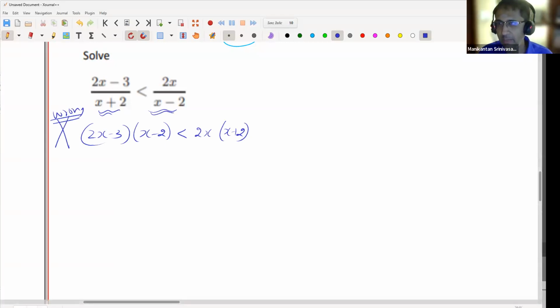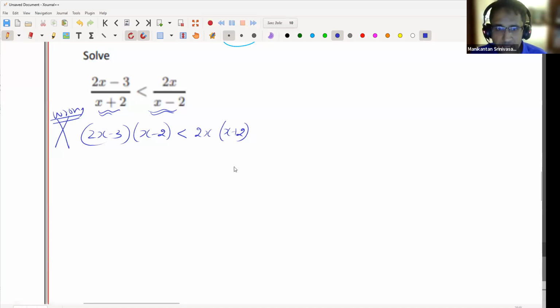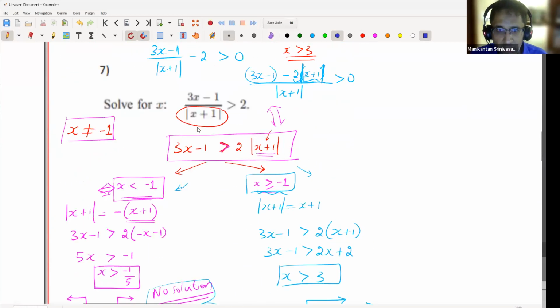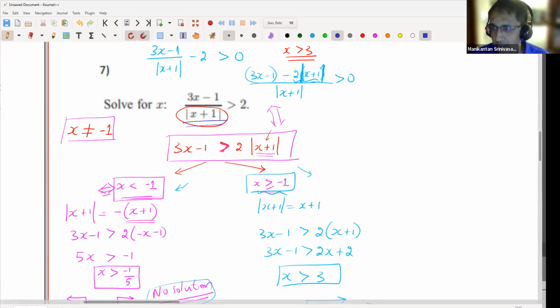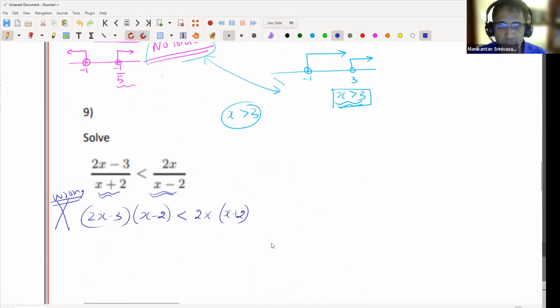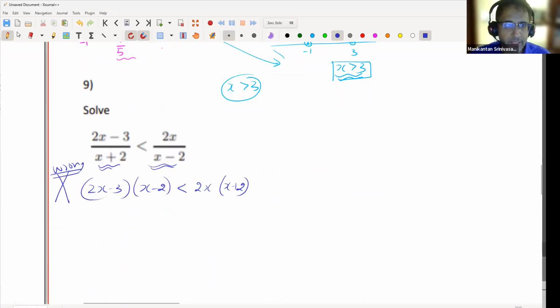When you multiply both sides of an inequality, depending on the signage of what you multiply, the inequality sign would change or not change, right? And since we don't know, we cannot cross multiply. The only difference in the previous problem was I knew that the absolute value of x plus 1 is positive. Therefore, I could boldly multiply without changing the sign. Here there's no absolute value, therefore I cannot cross multiply. Then what's the best way?